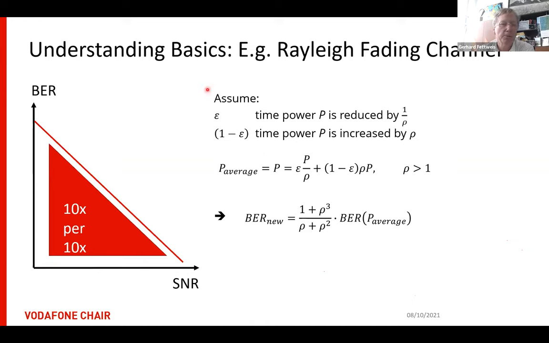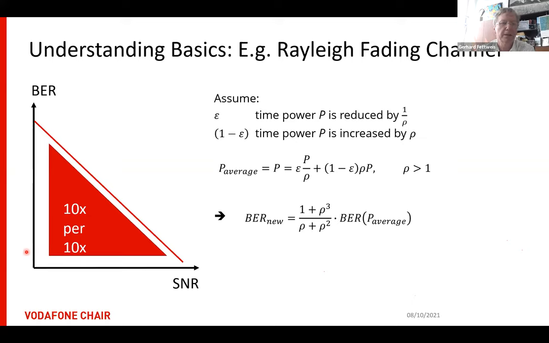Now, if we assume that I am sitting at this spot where the pointer is pointing, right in the middle, and I'm transmitting at this power level, then I have a bit error rate at the middle of this triangle. If I now were to transmit half the time at this SNR and half the time at that SNR, then I would have the added bit error rate. Half the time I would have this bit error rate and half the time I would have that bit error rate.